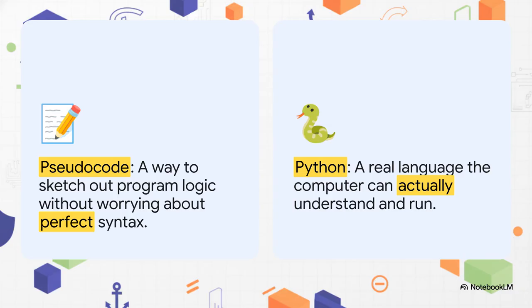Okay, here's something you really need to know. When we talk about variables, you're going to see code written in two different styles. First, you've got pseudocode. Think of this like a rough sketch. It's for planning out the logic without getting bogged down in perfect grammar. And then you've got Python, which is the real deal, an actual language the computer can understand and run. You've got to be comfortable with both.